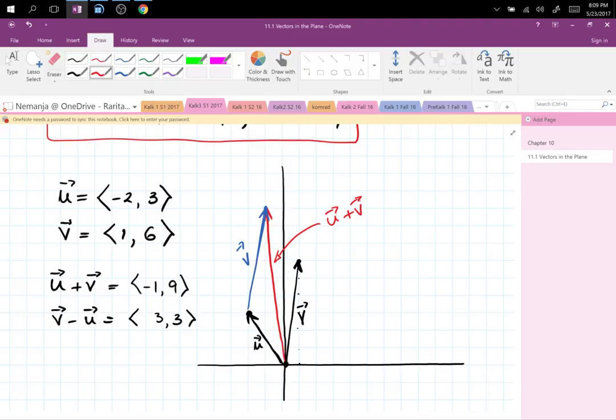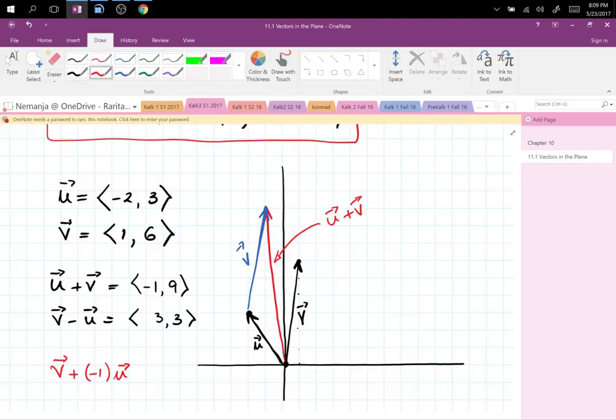Now, how do we subtract vectors? We rewrite the problem as a combination of addition and scalar multiplication. So I'm going to write this as v plus -1 times u. Now, what is this -1 doing to u? Very good. It will flip the vector. Excellent.